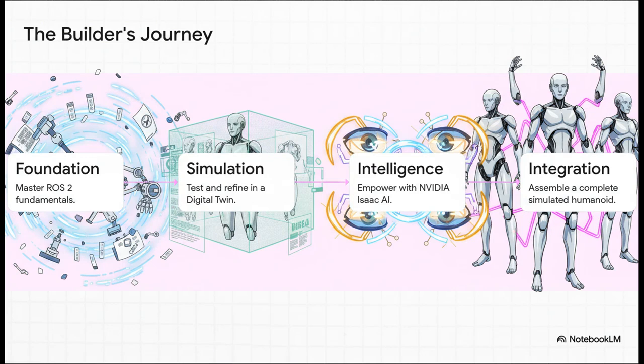So when you look back at it, this whole builder's journey is just a really powerful logical progression. You start with that foundation, the ROS2 nervous system. Then you test and you refine everything safely inside a digital twin. Then you give it a spark of intelligence with powerful AI. And finally, you integrate everything to assemble a complete simulated humanoid.